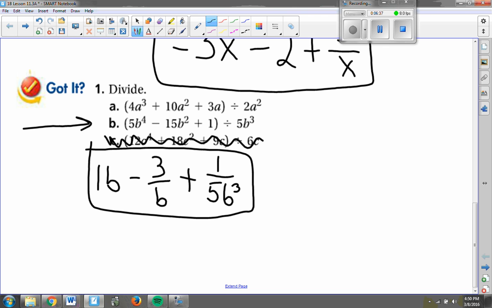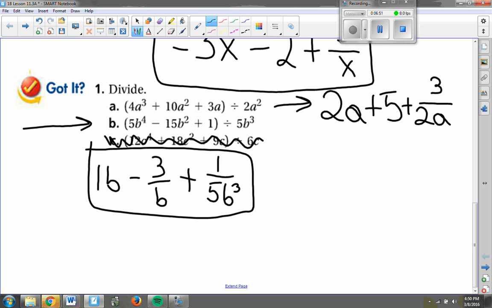Okay. If you wanted to try letter A, that's another good one to try. You should get 2a plus 5 plus 3 over 2a. You want to try that one. Good one to try. Match up. Try to get letter A to equal that stuff there. And once you have that, you should be prepared for your practice problem set.